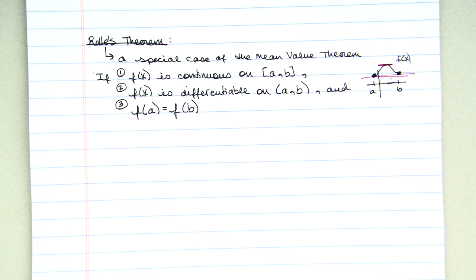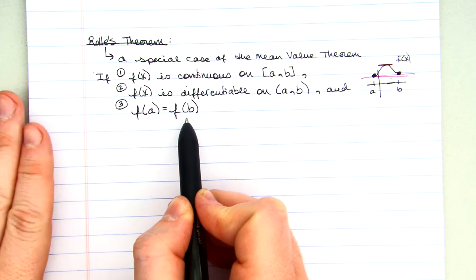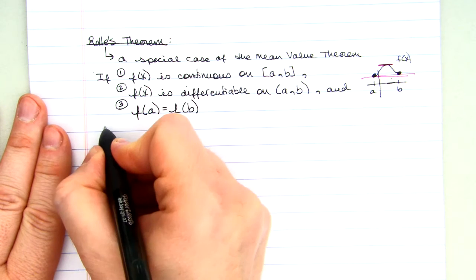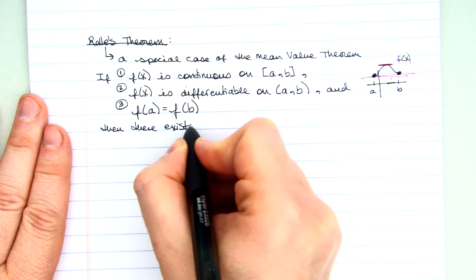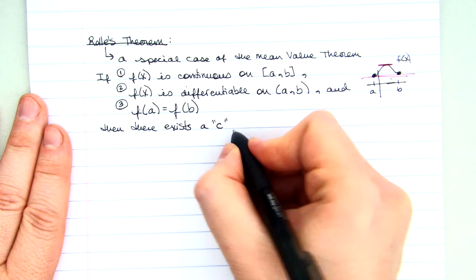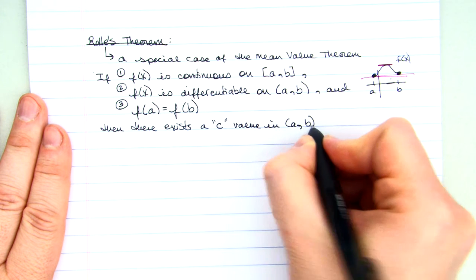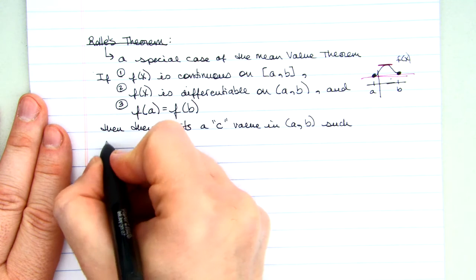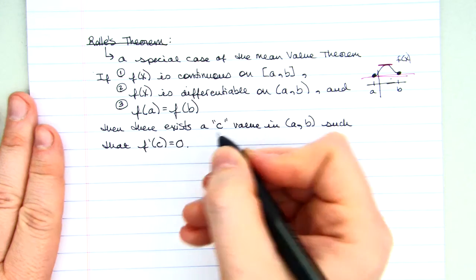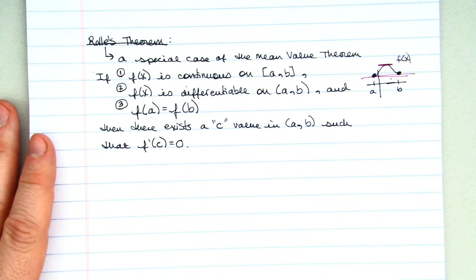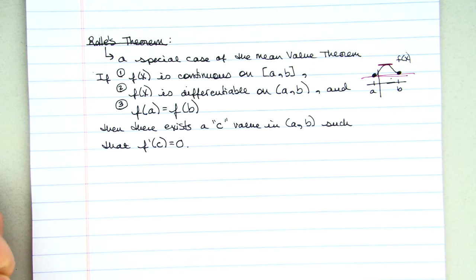Not the mean value theorem, Rolle's theorem guarantees that if we're continuous and differentiable and f of a equals f of b, then somewhere our derivative must equal 0. Then there exists a c value in the open interval from a to b such that f prime of c equals 0. Really just by our mean value theorem, f of b minus f of a is 0 over b minus a. We're going to get a slope of 0 by using the mean value theorem.